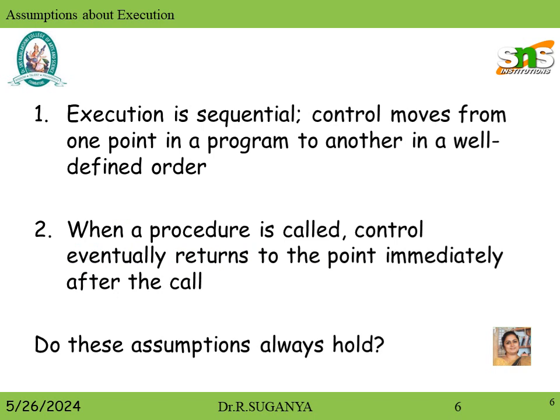Assumptions about the execution. Execution is sequential. The control moves from one point in a program to another in a well-defined order. When a procedure is called, the control eventually returns to the point immediately after the call. Do these assumptions always hold?